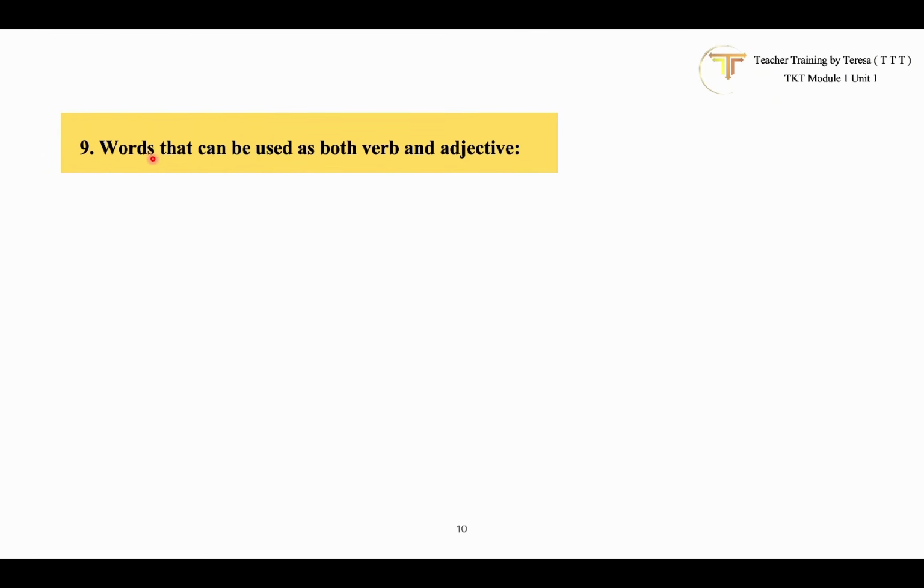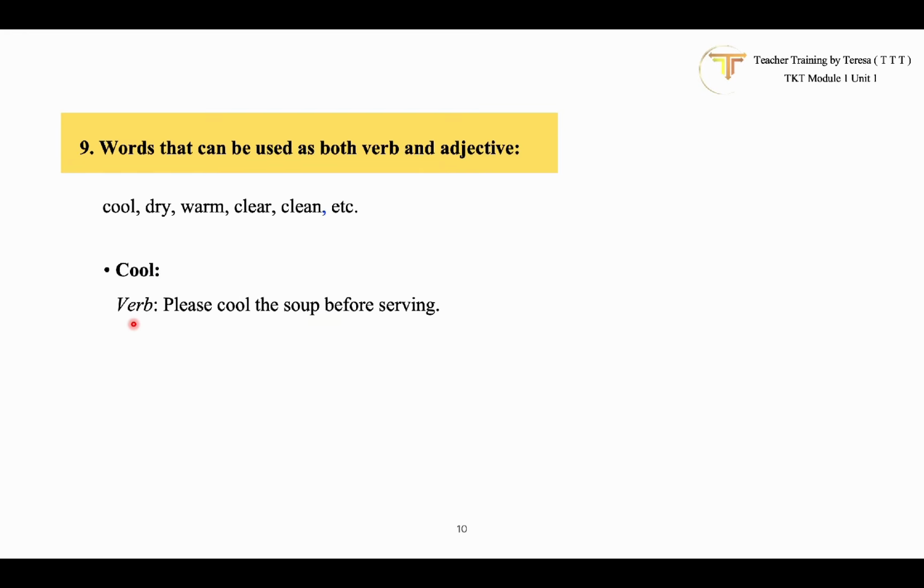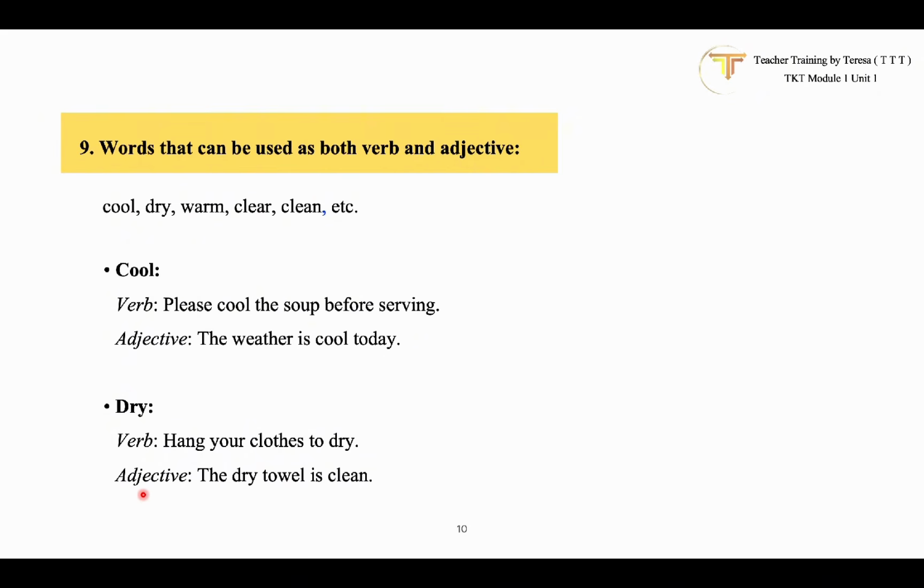9. Words that can be used as both verb and adjective. Cool, dry, warm, clear, clean, etc. Cool. Verb. Please cool the soup before serving. Adjective. The weather is cool today. Dry. Verb. Hang your clothes to dry. Adjective. The dry towel is clean.